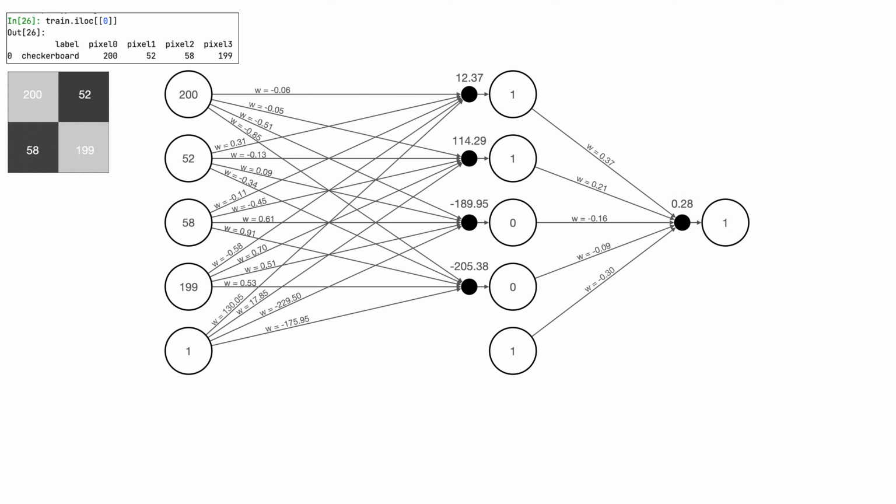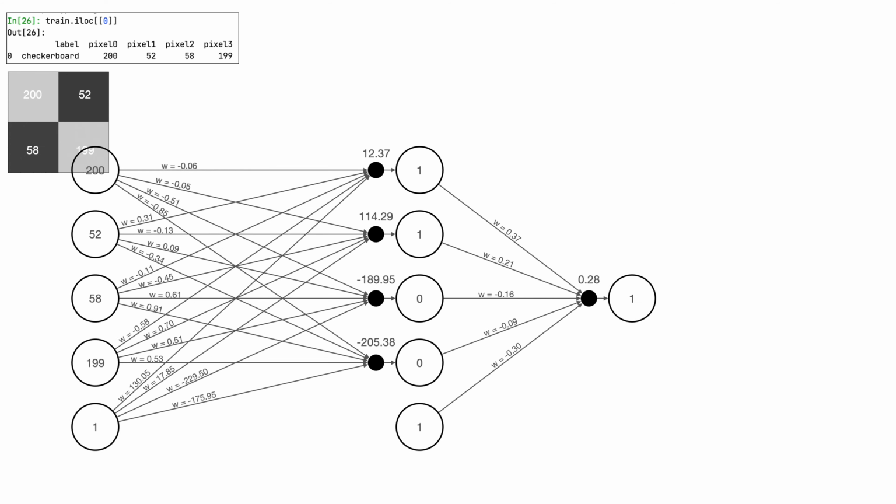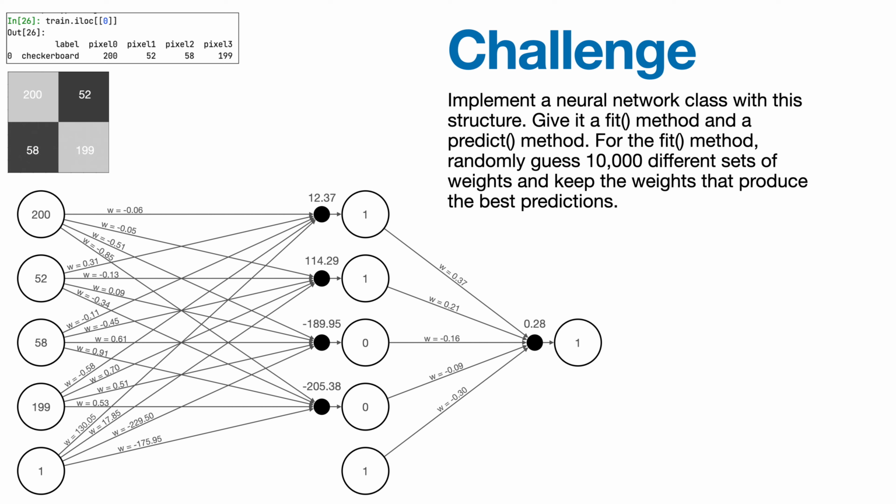Notice that once again, we have a multi-class classification problem because we have 3 target classes and a binary predictor, because for a given input, our model spits out a 1 or a 0. So we have to simplify our problem. For the time being, let's just try predicting whether each image is a checkerboard or not a checkerboard. Challenge: implement a neural network class with this structure. Give it a fit method and a predict method, just like we did with our perceptron class. For the fit method, randomly guess 10,000 different sets of weights and keep the weights that produce the best predictions.